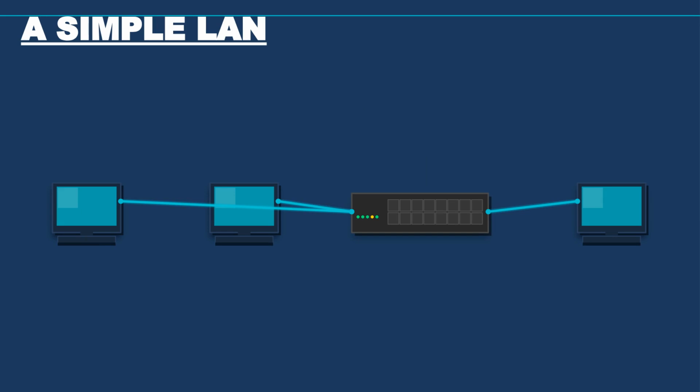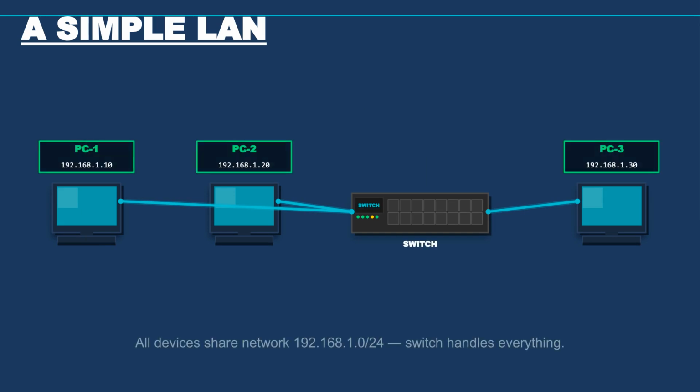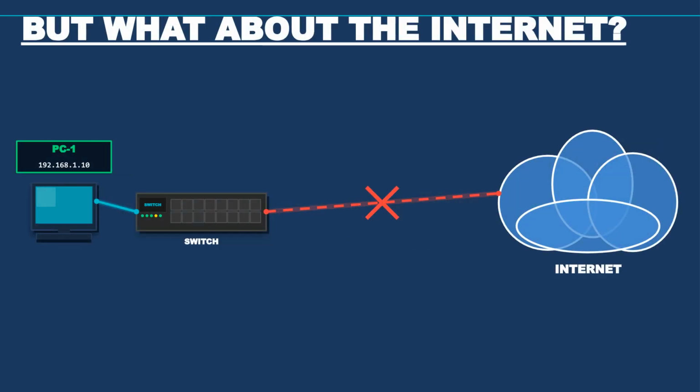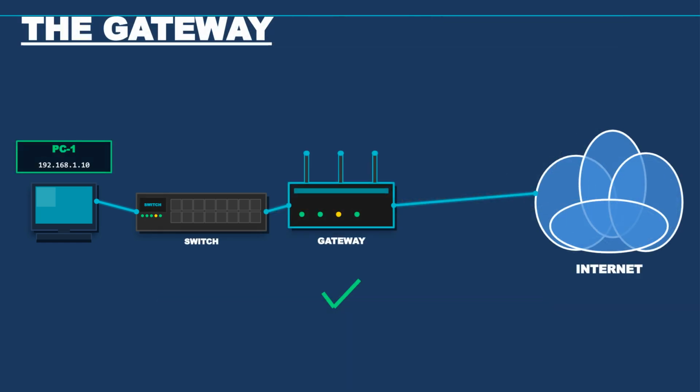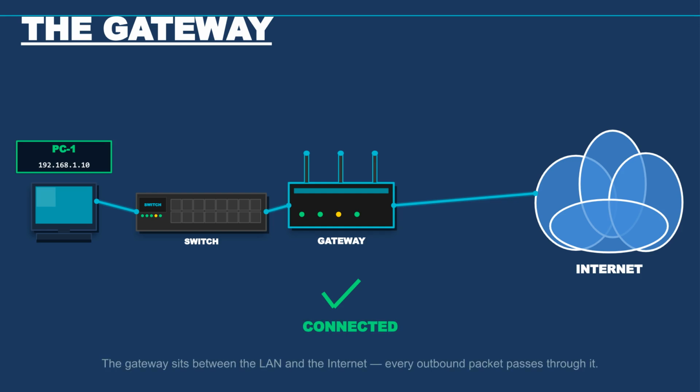Consider a simple local area network, or LAN. All devices share the same network address range, and a switch handles all traffic locally. But what happens if a device needs to reach the internet? A simple switch only knows the local network and cannot forward packets to external networks, such as Google's IP address. This is where the gateway comes in. It sits between the local network and the internet, ensuring every outbound packet passes through it for connectivity.